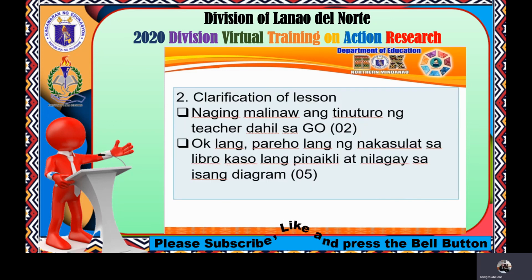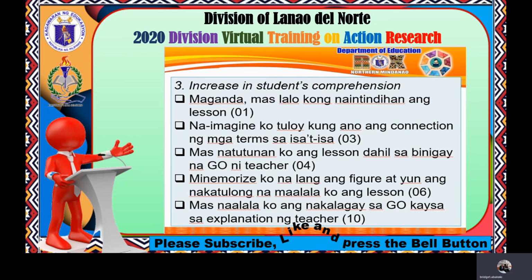Another theme, clarification of lesson. The code is CL. So ito yung mga kasagutan which is related to this particular theme. Student 2: naging malinaw ang tinuturo ng teacher dahil sa graphic organizer. So from the word malinaw, it will lead to a theme which is clarification. O diba? Okay. Another response of student 5: okay lang, pareho lang ng nakasulat sa libro, kaso lang pinaikli at nilagay sa isang diagram. So the words pinaikli at nilagay sa isang diagram, then the lesson is being clarified.